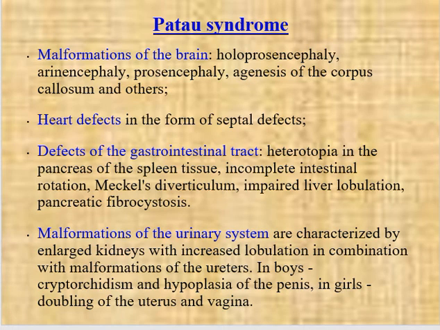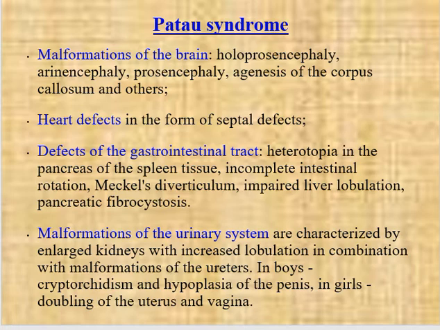Patau syndrome, malformations of the brain, holoprosencephaly, arhinencephaly, prosencephaly, agenesis of the corpus callosum and others. Heart defects in the form of septal defects, defects of the gastrointestinal tract, heterotopia in the pancreas of the spleen tissue, incomplete intestinal rotation, Meckel's diverticulum, impaired liver lobulation, pancreatic fibrocytosis.